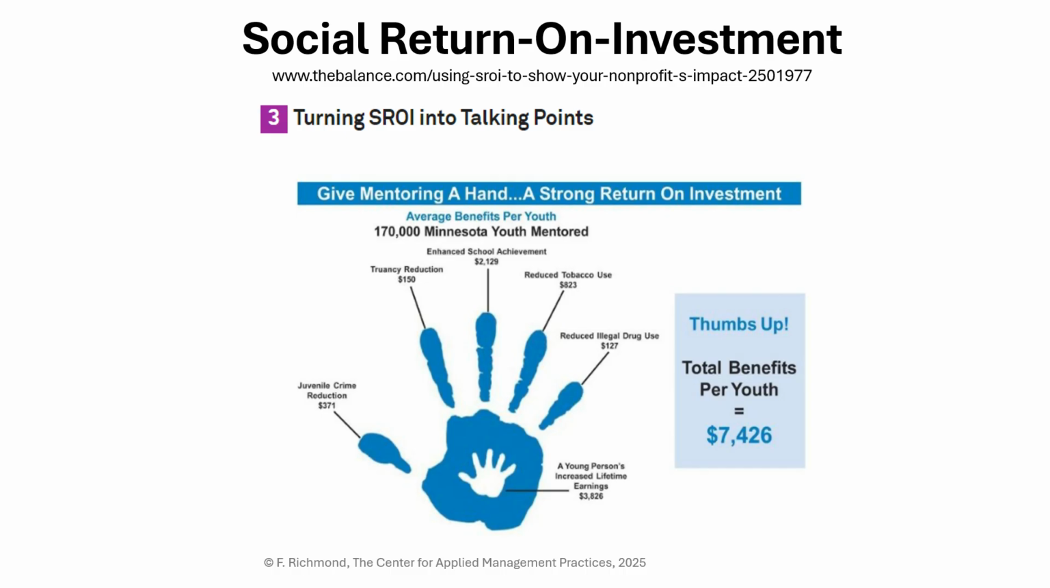This one is a little fancier. This is from Minnesota. And again, you can find these on the web as well. This is a mentoring program, and if you're talking about 170,000 youth in Minnesota, you look at the different reductions, and again, there had to be hard data behind this or else this wouldn't be effective. Juvenile crime reduction, where the sum is $371 per person, as an average of the 170,000. Truancy reduction. In other words, they monetized solving those problems, reduced tobacco use, increase in lifetime income, things like that. So basically what they're saying is the investment of $7,400 per person generated all of these savings, okay?